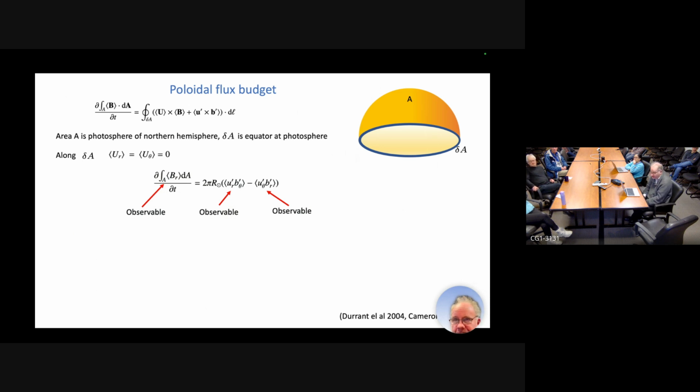And this is a nicer question because we can apply Stokes theorem. In this case, the area is the entire northern hemisphere, and the contour is the equator at the photospheric height. Applying Stokes theorem tells you all you need to look at is the flux crossing the contour at the equator at the photosphere. And this is nicely observable. There are two ways flux can cross that surface: we can have a U_r B_theta term or a U_theta B_r term. And they're both observable, as indeed is the total flux in each hemisphere.